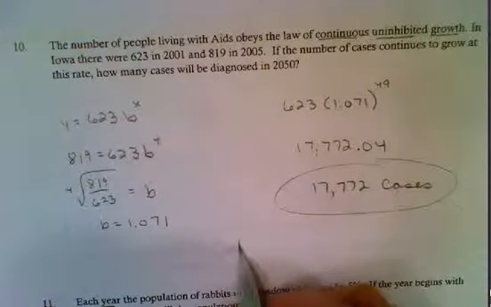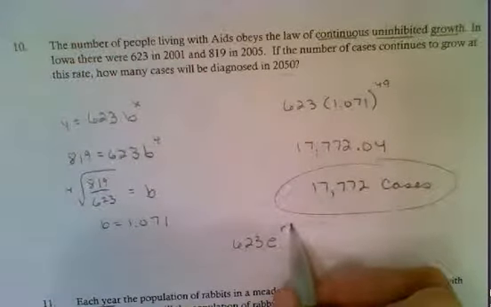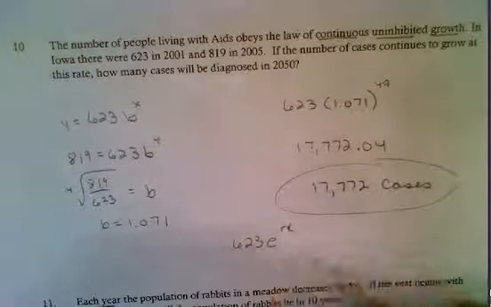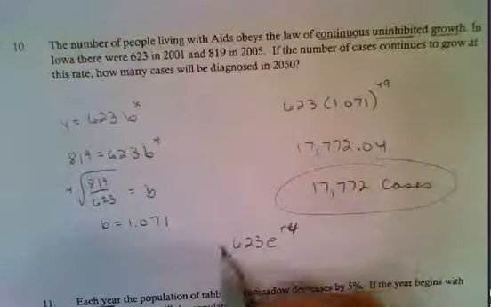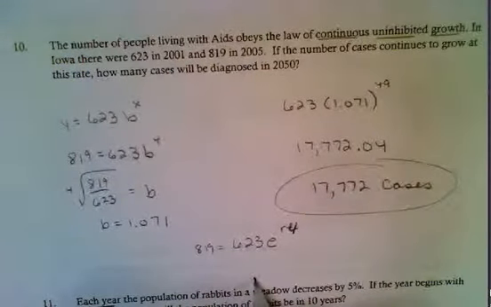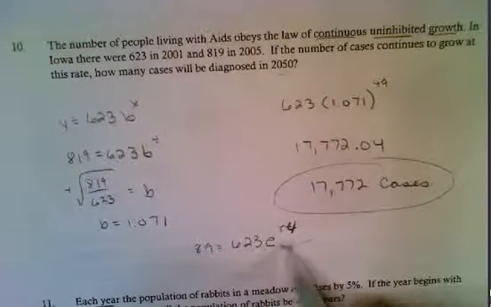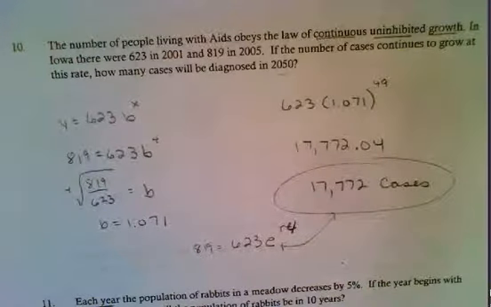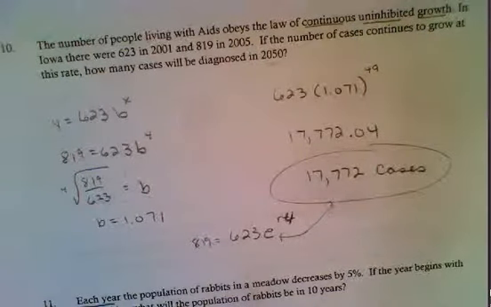Now, again, you should get something close to that if you would have used the e. So if you would have said 623 e to the RT power, and said that, okay, when t is 4, so you put in a 4 here, 4 times r, and put this as 819. You would have got a different r value, but then when you plug that r value back into that equation, you would get something very close to 17,772. Again, because of rounding, we might get a little bit different answers, but it would also work.